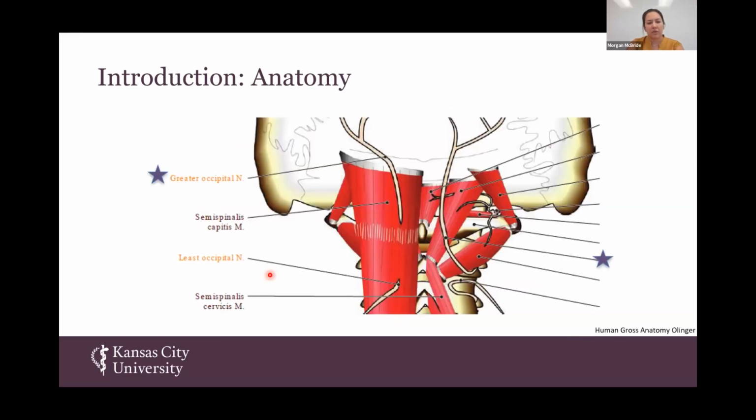Here's another view showing these muscles with the nerves. This is the nerve of interest, the greater occipital nerve, and these are the muscles that we had to remove. And this is the obliquus capitis inferior, where you can see the greater occipital nerve creating that hook-like trajectory underneath it.